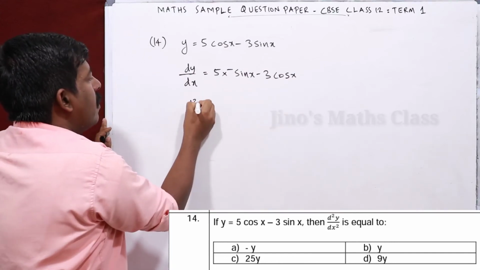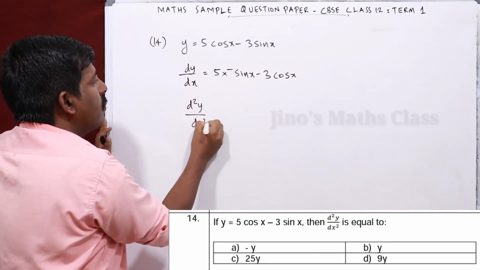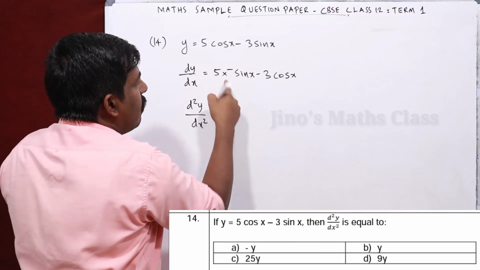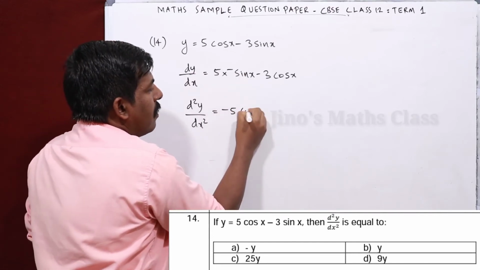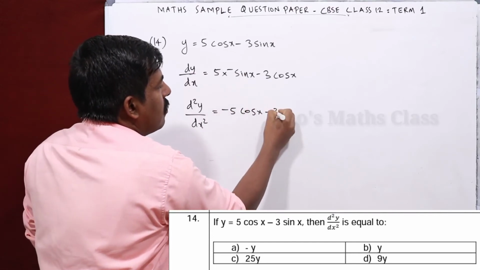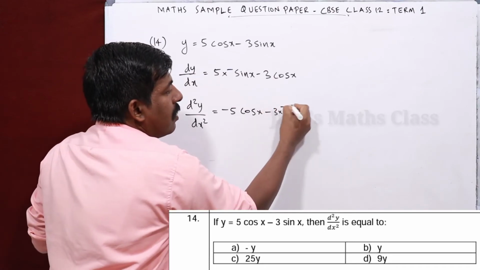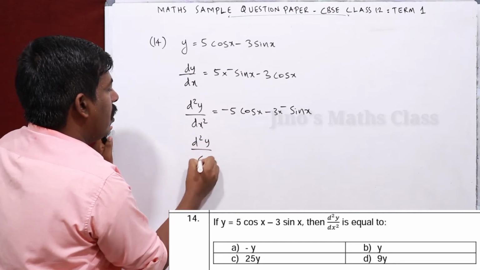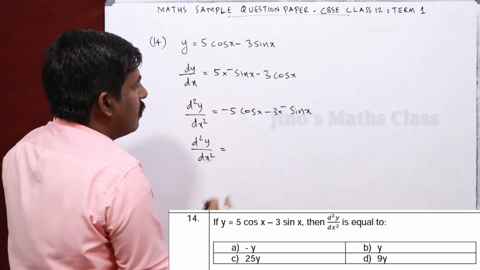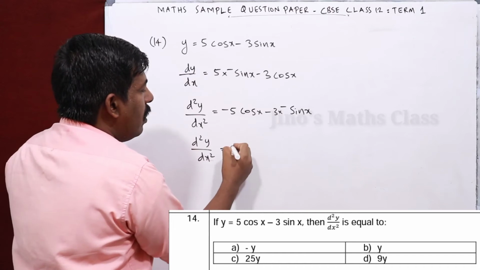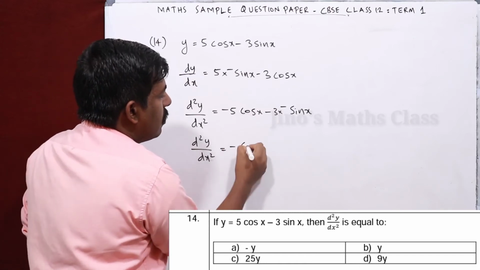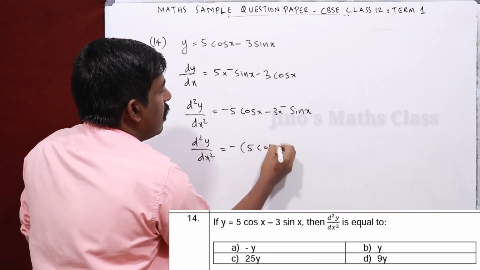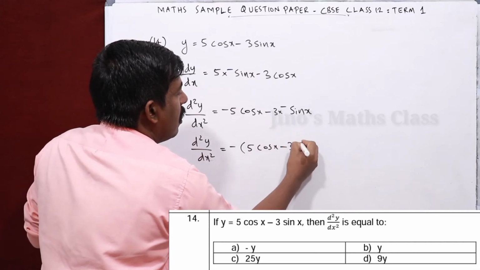Now we can find second derivative d square y by dx square. So that is equal to minus 5 into derivative sin x, that is cos x. Here it is minus 3 into derivative of cos x is minus sin x. So that means d square y by dx square, that is equal to, anyway here we can take one negative sign outside, that means it is negative of 5 cos x, here minus 3 sin x.